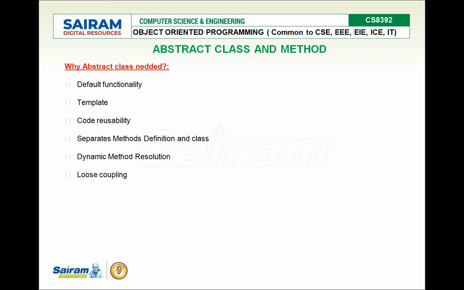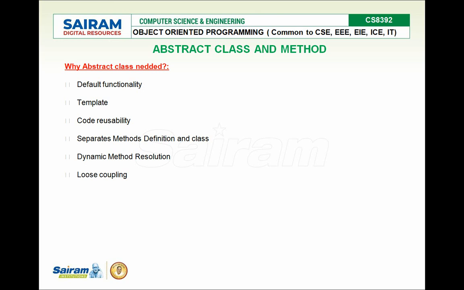Okay, and there is a question: why is the abstract class needed? Why do we have to have this abstract class? In some cases we need a default functionality that should be the skeleton. In some projects and applications, this must be your function name, this must be your hierarchy. Like that, we have some default functionality.